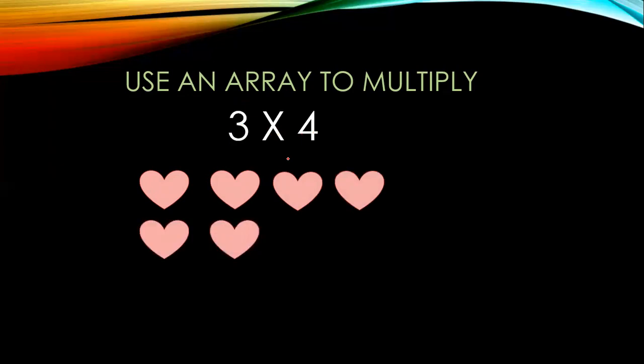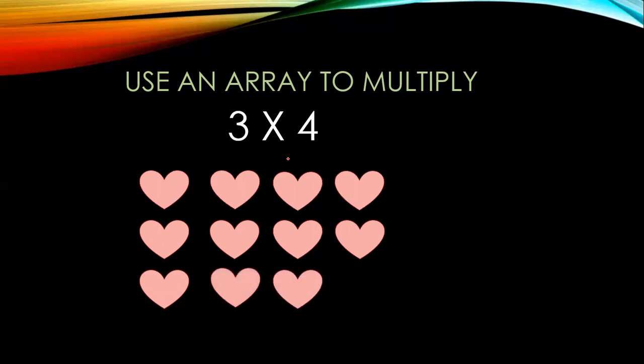I'm going to make a second row of 4 objects. 1, 2, 3, 4. And finally, my third row of 4 objects. 1, 2, 3, 4. The entire arrangement here is called an array, and it's a 3 by 4 array because it has 3 rows and 4 columns. So we will call this a 3 by 4 array.